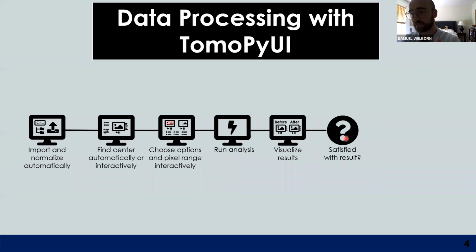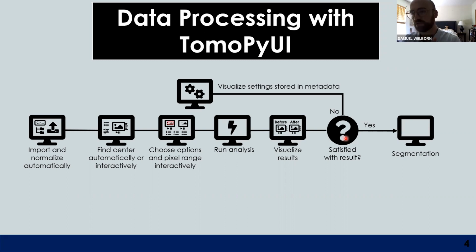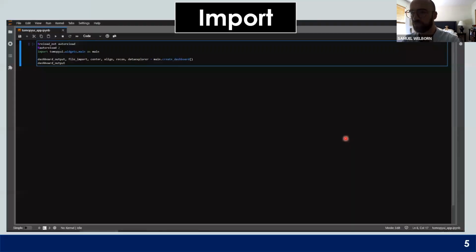Then if you're satisfied with that, you can take it to segmentation. But if you're not, you can look at your previous settings for all of the different options that you chose, and the center of rotation and all of these things, in metadata. I've created that metadata, and I'll show you in a minute how you can see those settings. If you specify this new path, you can see what you've done in the past. This process speeds up the processing timeline significantly. I'm going to go through each of these steps in this presentation.